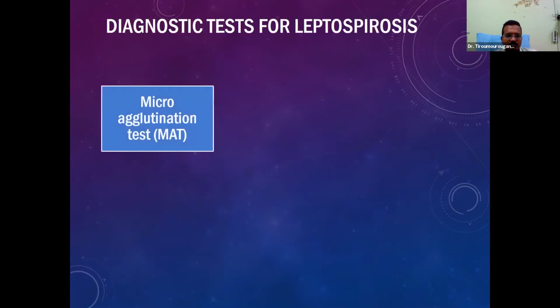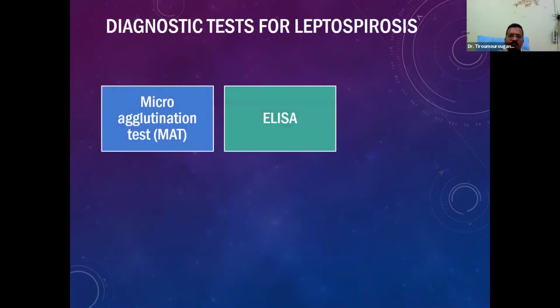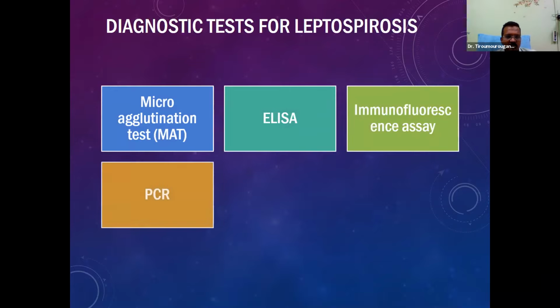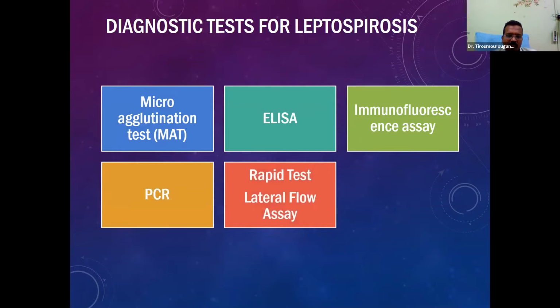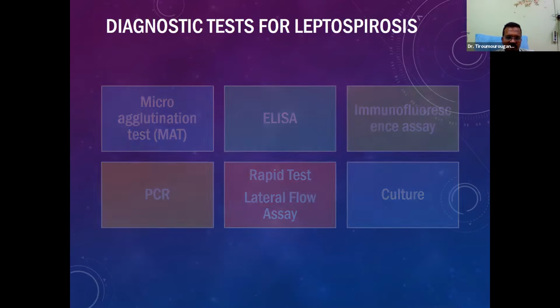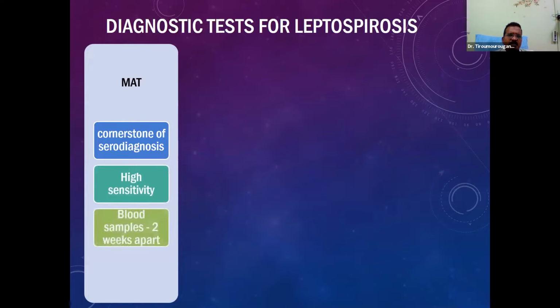I want to prove the diagnosis. So should I do a microagglutination assay, or should we do an ELISA, immunofluorescence, PCR? What about any rapid tests, and what about culture? Please remember that MAT or microagglutination assay is a cornerstone for serodiagnosis. It has a high sensitivity. The only problem is we need blood samples which have to be taken 2 weeks apart.